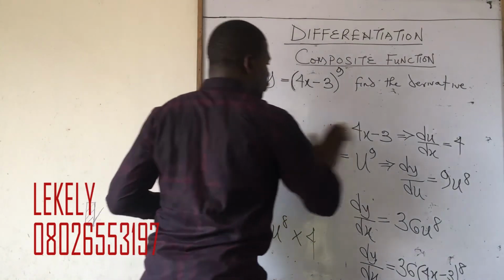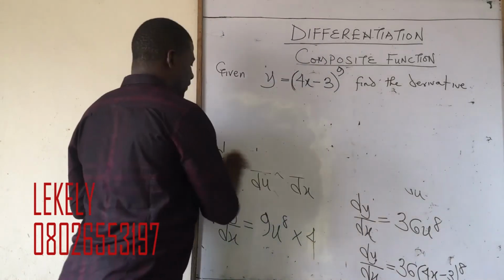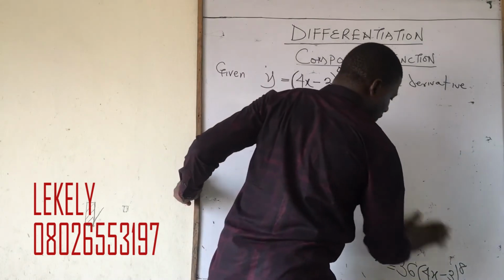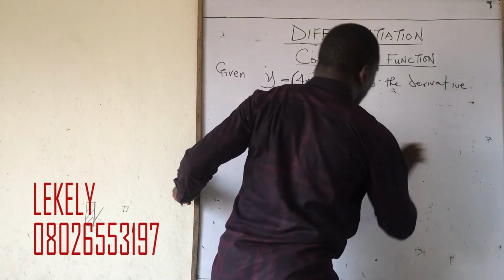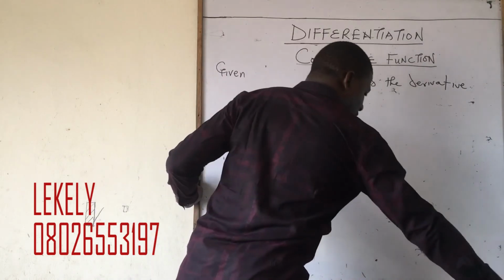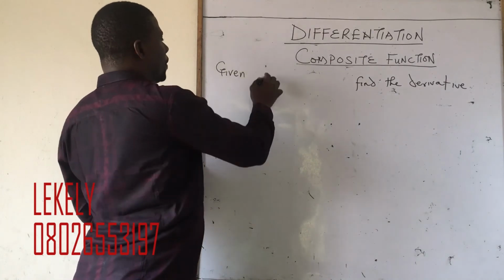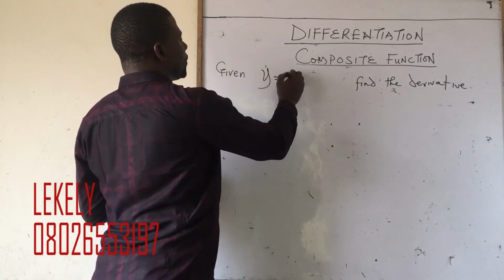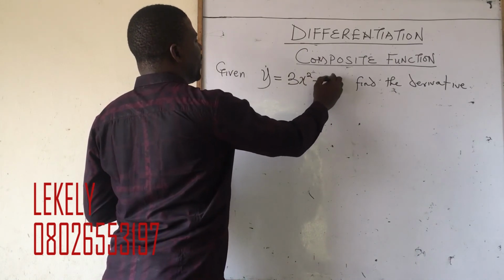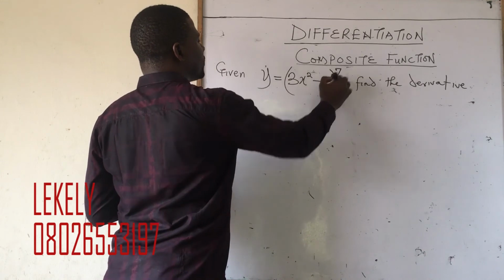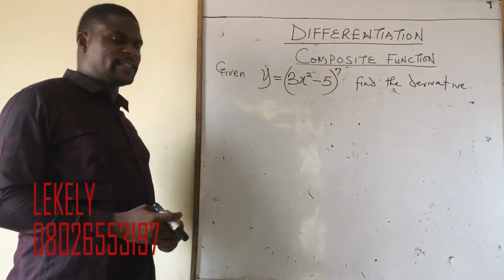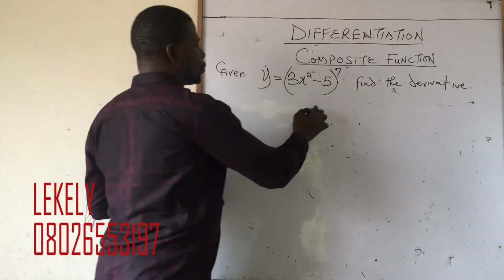Now, let's assume that you have a question like this, given that y equals 3x squared minus 5 raised to power 7, and they say find the derivative. Look at this, find the derivative. So what are you going to do? Solution.